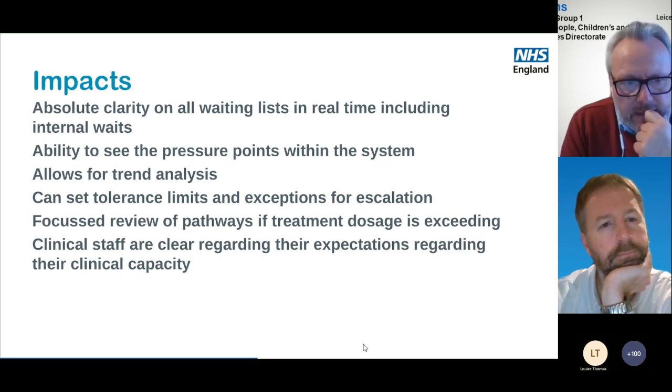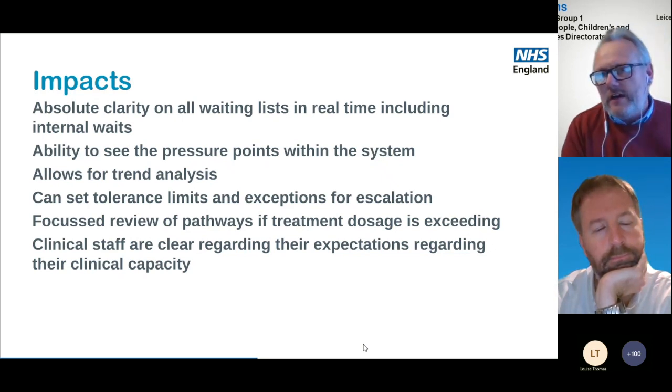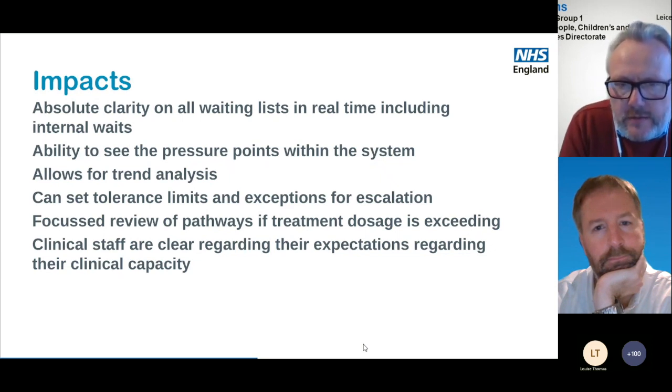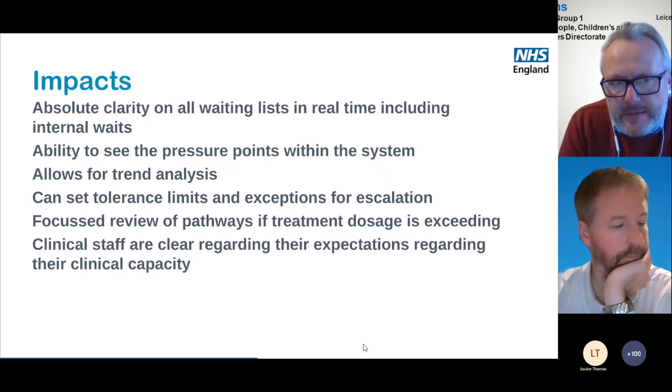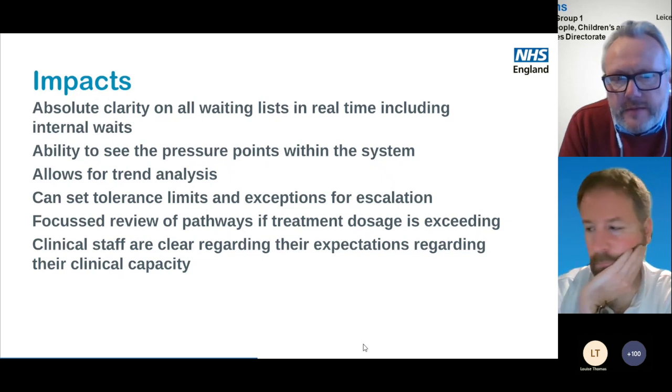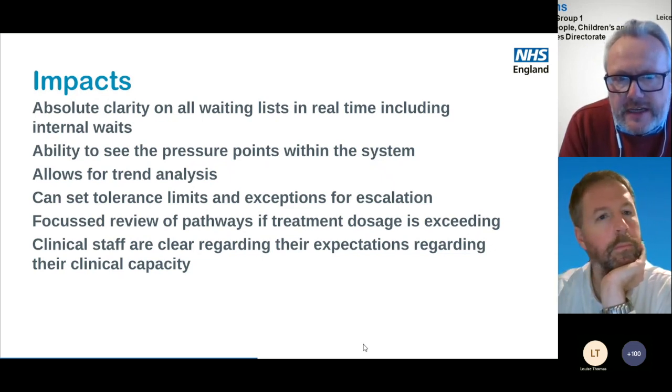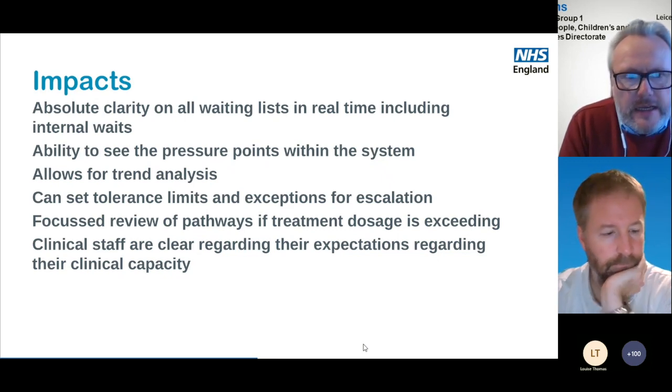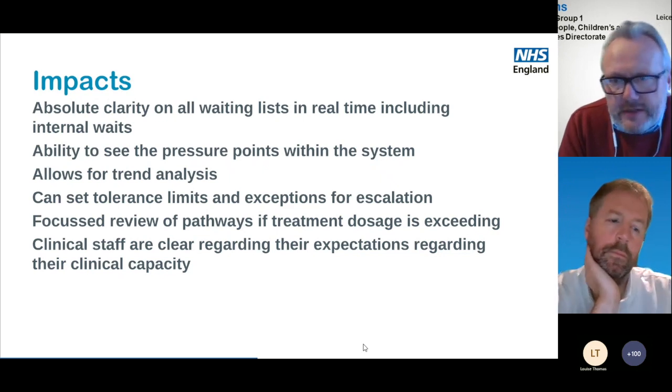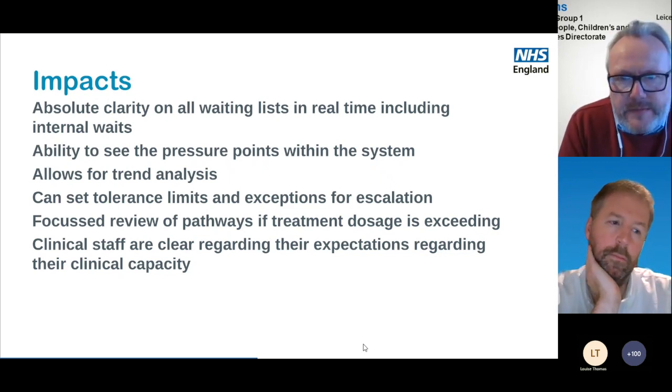And I think one of the biggest impacts has been that the clinical staff in the service are really clear about what the expectations are regarding their clinical capacity. I think prior to doing the job planning and PTL, there was a lot of anxiety that job planning was going to be a performance management tool for staff to kick people with. I think the actual experience of staff has been completely the opposite. People are really clear about what the expectation is on their time in terms of clinical availability. We don't expect people to exceed that, but we do expect people to work to it, and I think that's been really welcomed.